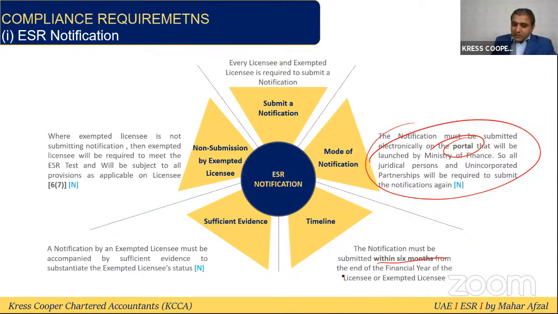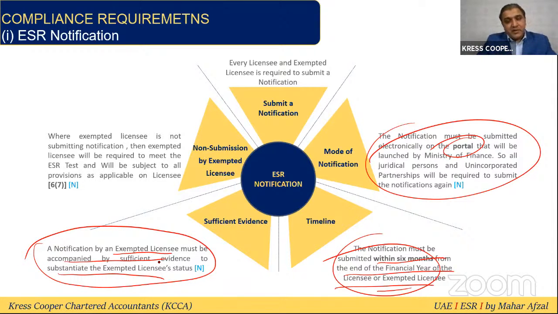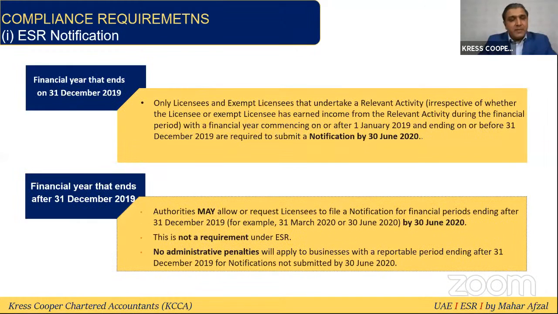Timeline: within 6 months from the end of the relevant financial year. Notification: if the licensee does not submit the notification, then it will be assumed to be a normal licensee. So this is a new requirement. Moreover, they said non-licensees will be required to submit sufficient evidence as well, specifically for the exempted licensee. This is a notification.